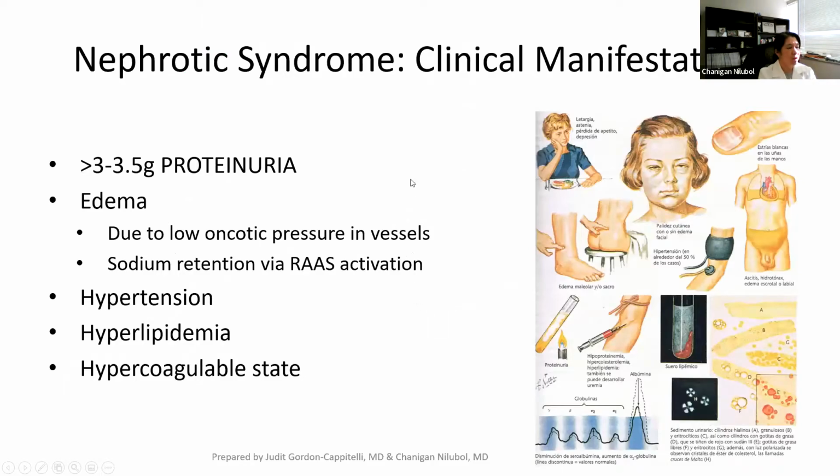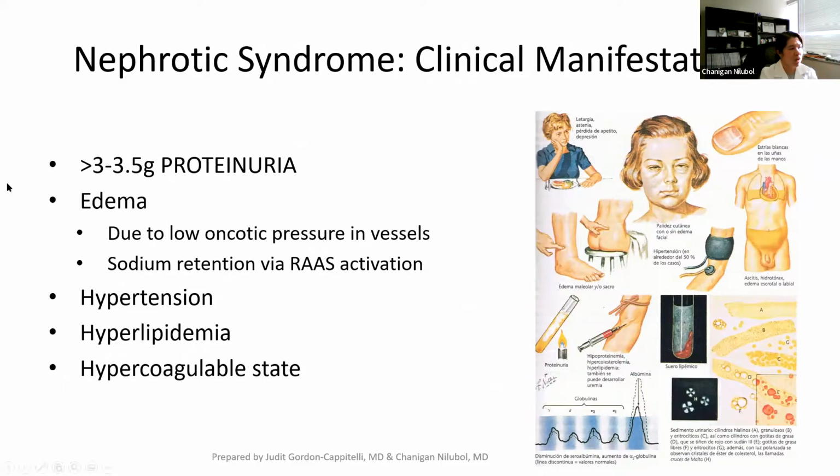So again, in nephrotic syndrome, the clinical manifestation, I like this, if anyone reads the book or looks at the atlas from Frank Netter, it's pretty illustrative. So these are the patients that come with the typical nephrotic syndrome. In pediatrics, you would probably see a lot more for certain diseases. More than 3 or 3.5 grams of proteinuria.